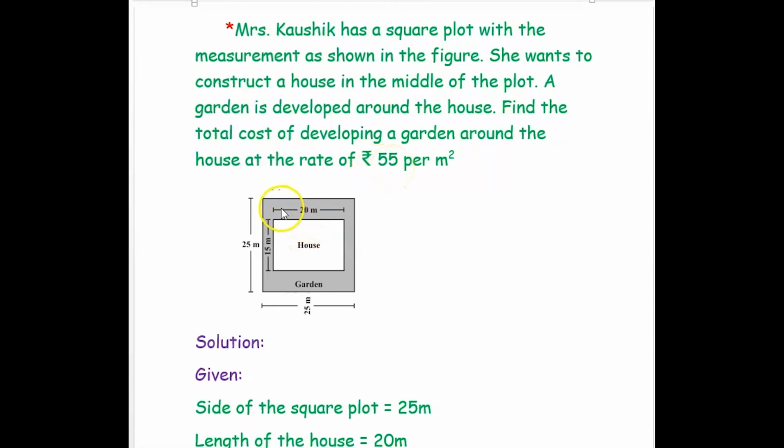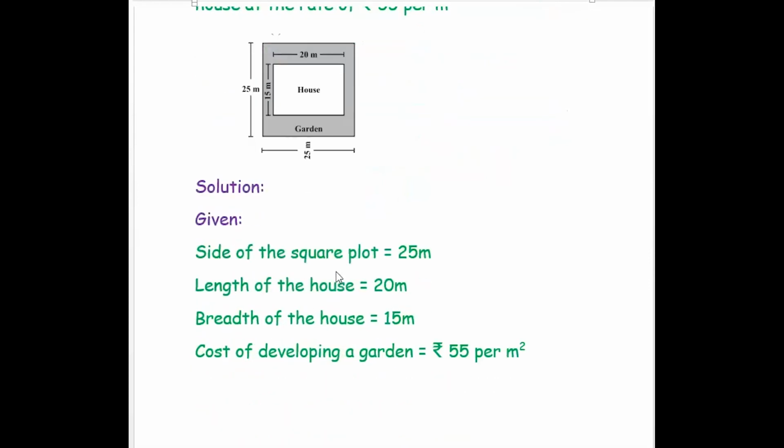So now we want to find the area of this garden so that we can find the total cost for developing the garden. So how will we find the area of the garden? First we have to find the area of this square plot. Then we want to find the area of this house. Then we subtract the area of the house from the area of the square plot. Then we will get the area of this garden. That we want to multiply with the given rupees 55. So now we will see step by step how to do this.